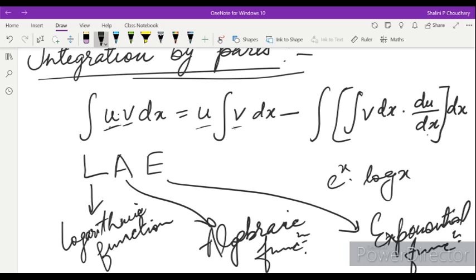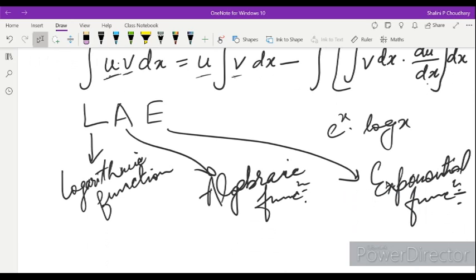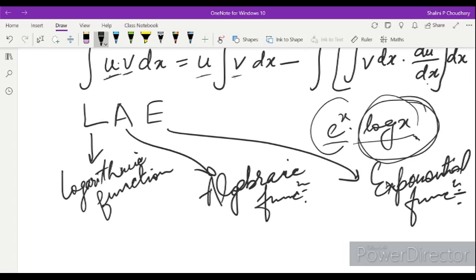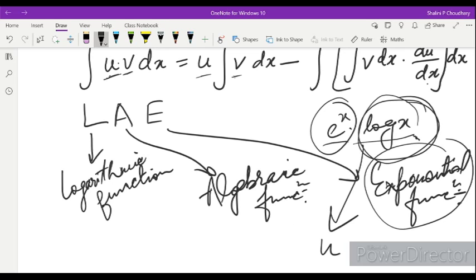It means if we have two functions, e to the power x and log x, log x is a logarithmic function and e to the power x is an exponential function. So which one will be the first function, which one will we take as u? We will take log x as u and e to the power x as v. Okay, now based on this concept, we'll do one problem.